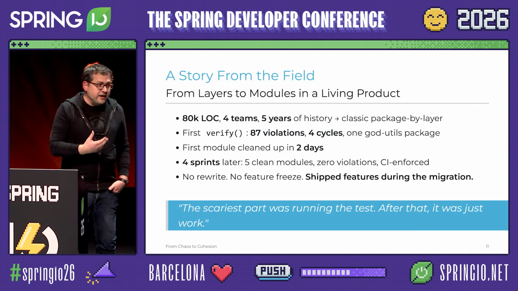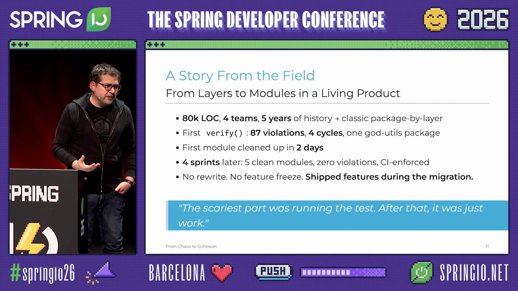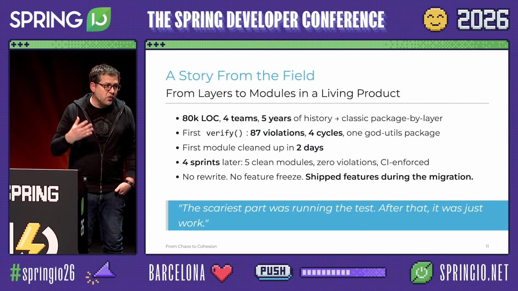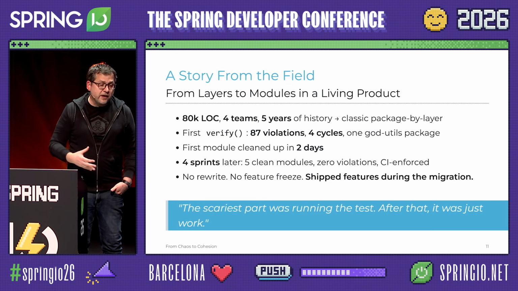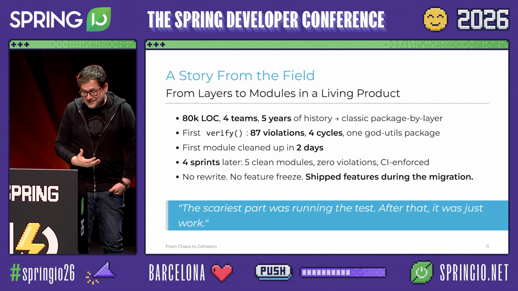Of course, in the end, we ended up with 0 violations. We had no cycles anymore. And the best thing was, it was CI enforced. That means no new merge requests with violations got added to the project. That's heaven, right? Isn't it?